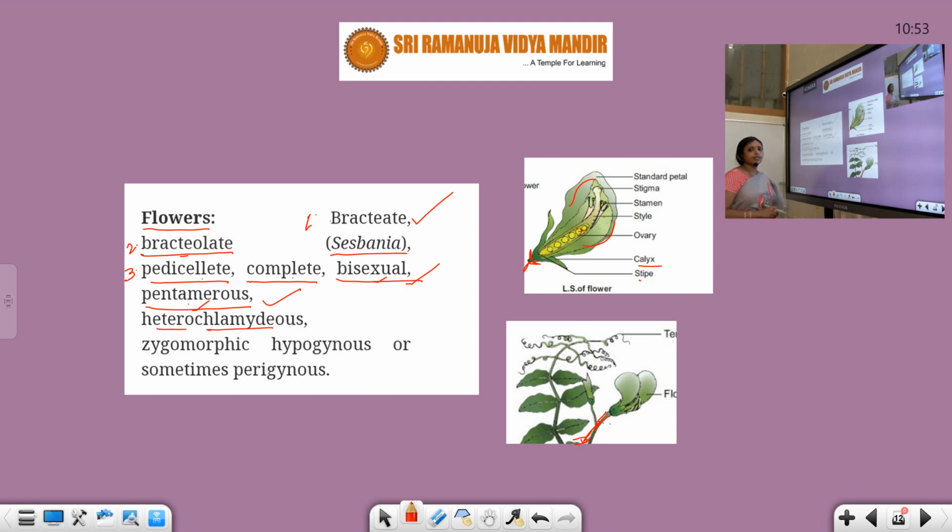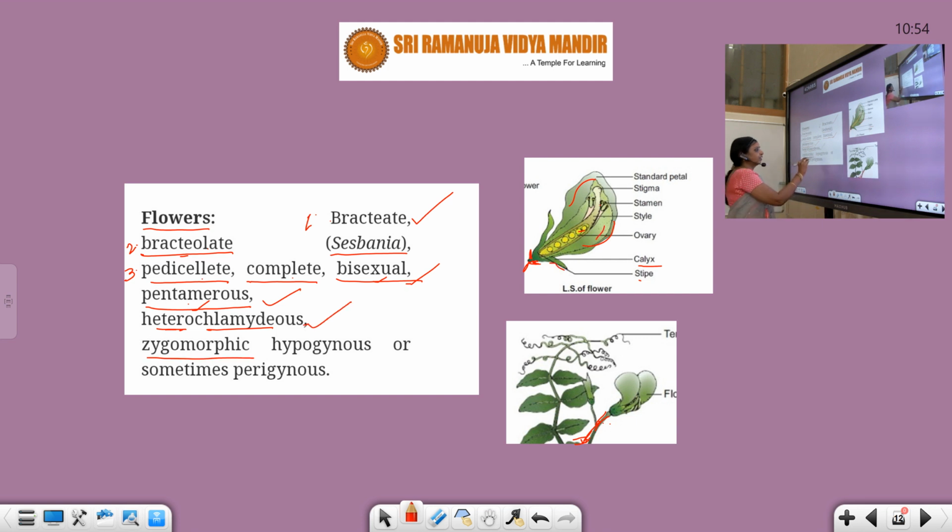Heterochlamydeous and homochlamydeous. What does it mean? Hetero means different. Chlamydeous refers to petals and sepals when they can be distinguished, that means they are morphologically separate in looks. When you can distinguish between sepal and petal, that is heterochlamydeous. But when the perianth, that means sepals and petals, look similar, that is called homochlamydeous. But here we can say this part is calyx and this is corolla. So, heterochlamydeous. 7th, zygomorphic.